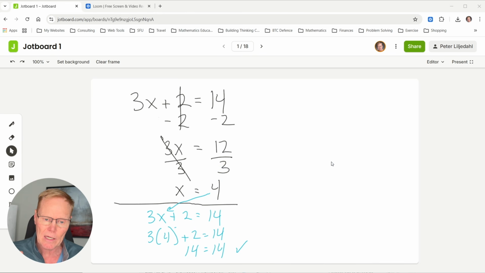This was really what I wanted to emphasize in the launch. One of the things I wanted to emphasize in the launch was that solving is one thing. We have to check our answer.